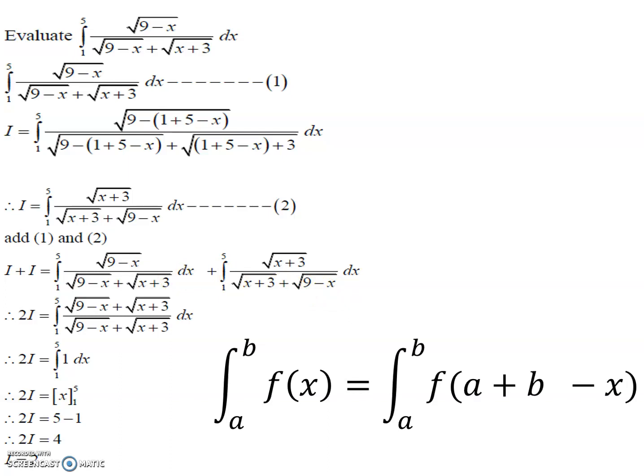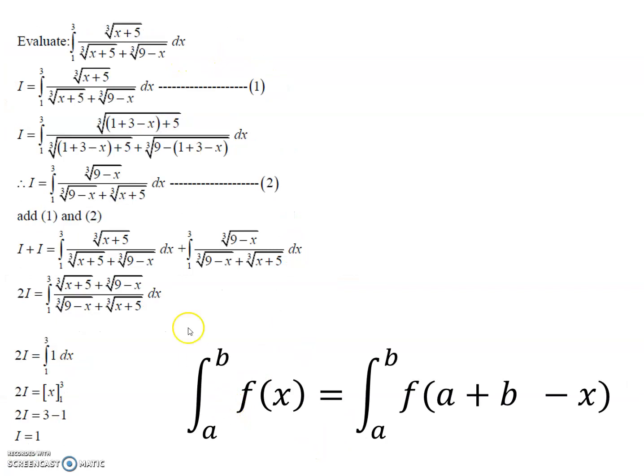2I is equal to the integral from 1 to 5 of root 9 minus x plus root x plus 3 upon root 9 minus x plus root x plus 3. Common term gets cancelled, we derive 1. 2I is equal to the integral from 1 to 5 of 1 dx. The integration of 1 is exactly x. 2I is equal to 5 minus 1, which is 4. I is equal to 4 upon 2, it is 2. Yes, we derive that the integration from 1 to 5 of root 9 minus x upon root 9 minus x plus root x plus 3 dx is 2.